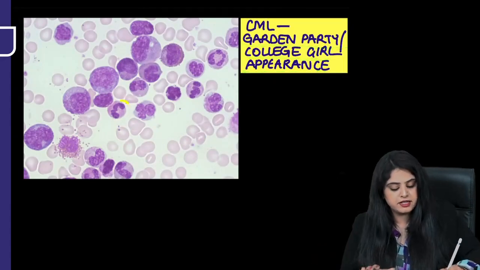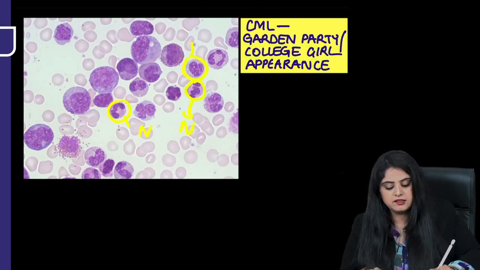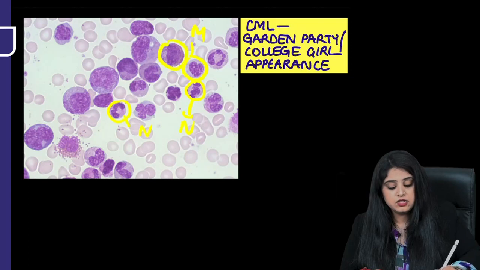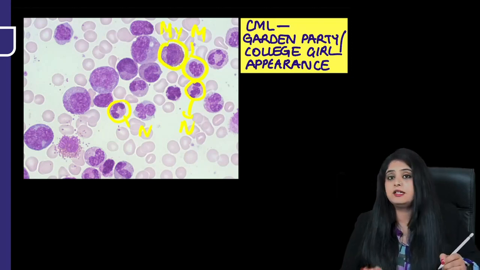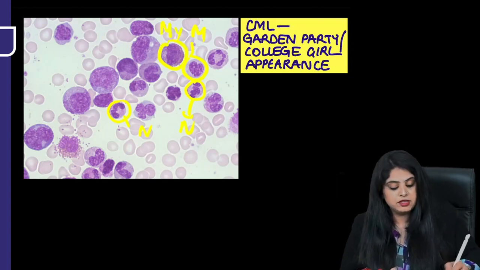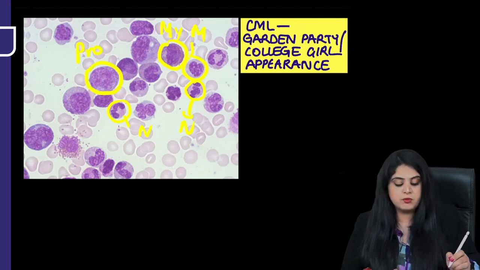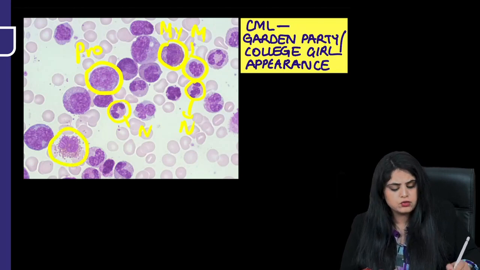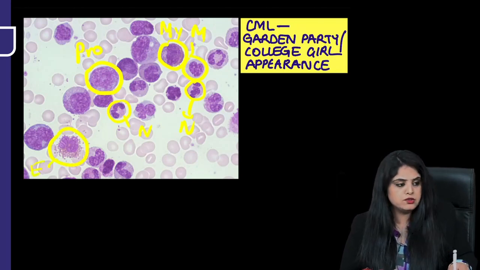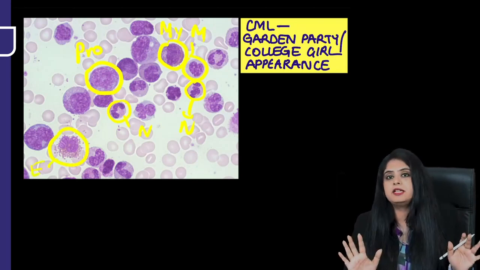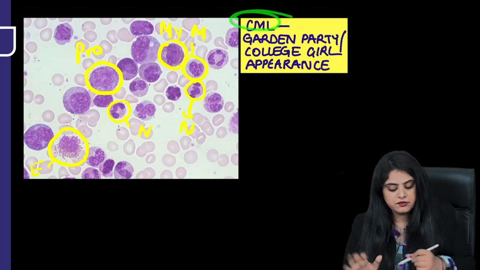Let's try and identify. This is a neutrophil, this also is a neutrophil, this one is kidney-shaped, this must be a monocyte, this one with the D-shaped nucleus must be a myelocyte, this is the biggest cell, this must be the pro of the series, promyelocyte. Some broken-up orange cell, orange must be an eosinophil. So basically a full garden party is happening over here. That is a case of CML.